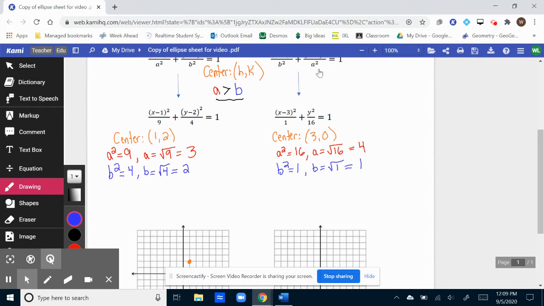Now b. b squared is the smaller denominator. So on the left, b squared would be 4, and to get just plain b, when I know b squared, I have to take a square root, so that would be 2. On the right, the smaller denominator, b squared equals 1. The square root of 1 is also 1.